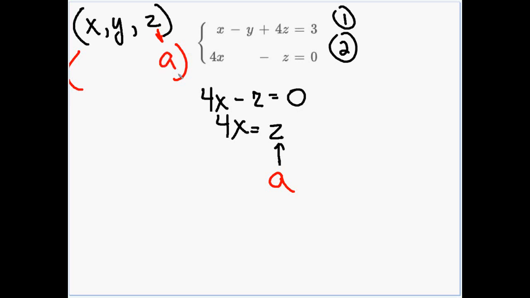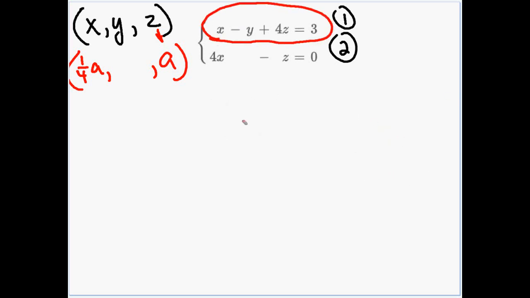So that means 4x is equal to a. What would x equal? Divide both sides by 4. a over 4, or 1/4 a. So my x coordinate is 1/4 times a. So we've got z, we've got x. Let's go back to equation 1 here and solve for y.